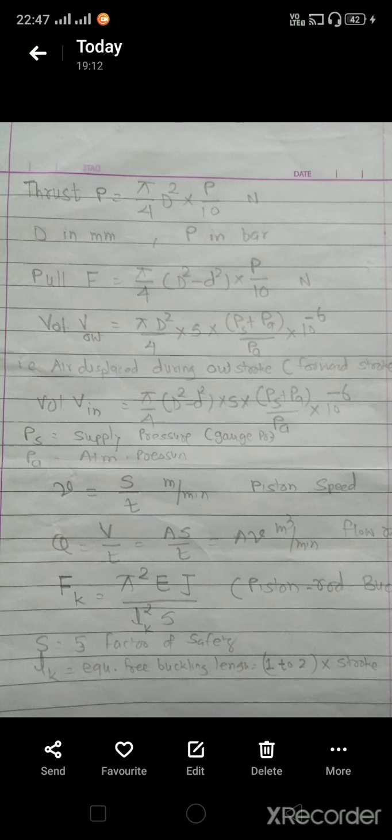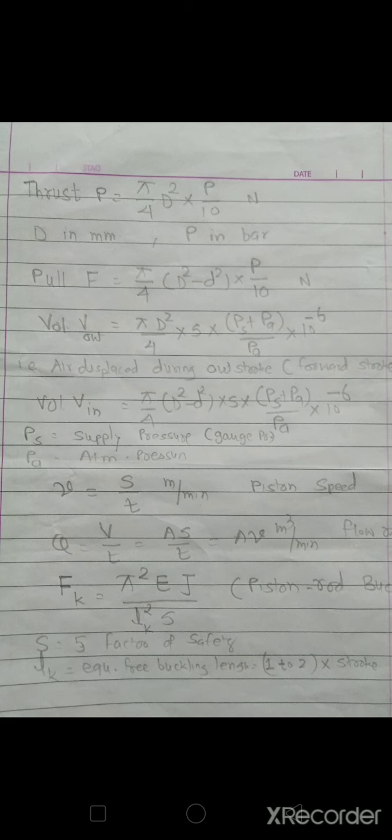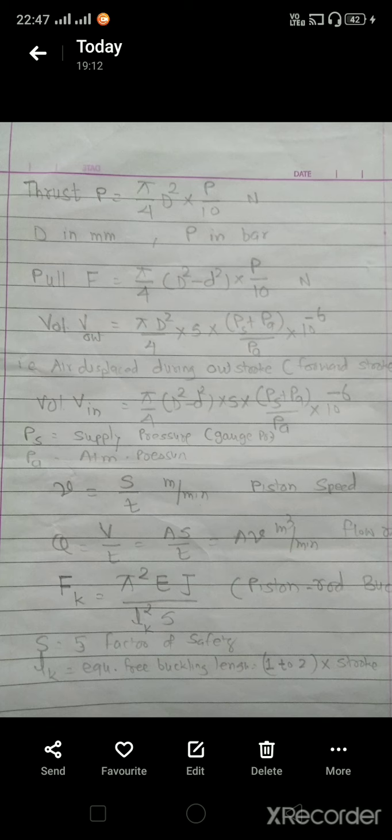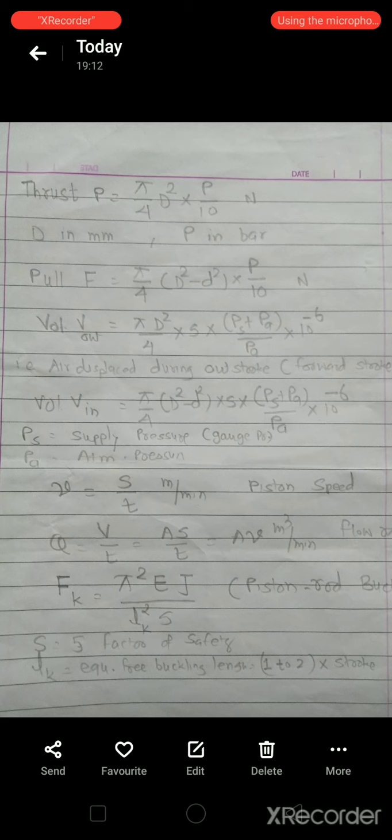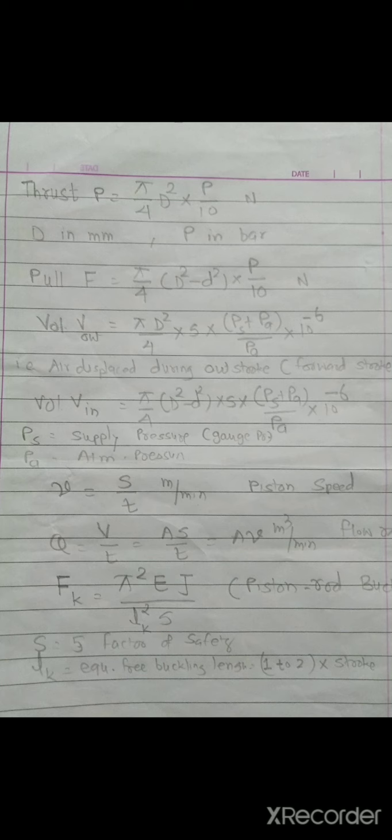Owing to buckling stress, the permissible load of a piston rod having long stroke length is lesser than what would have been provided by the same maximum permissible working pressure and the piston surface area. So this load should not go beyond a certain maximum value as given by Euler's formula, that is related to the stroke and piston rod diameter, which is Fk is equal to pi square into E into J divided by Lk square into S, where S stands for the factor of safety, which is generally chosen as 5. Fk stands for permissible buckling force, measured in Newton. E stands for modulus of elasticity, Newton per mm square, and Lk is the equivalent free buckling length, which is nearly 1 to 2 times the stroke length.